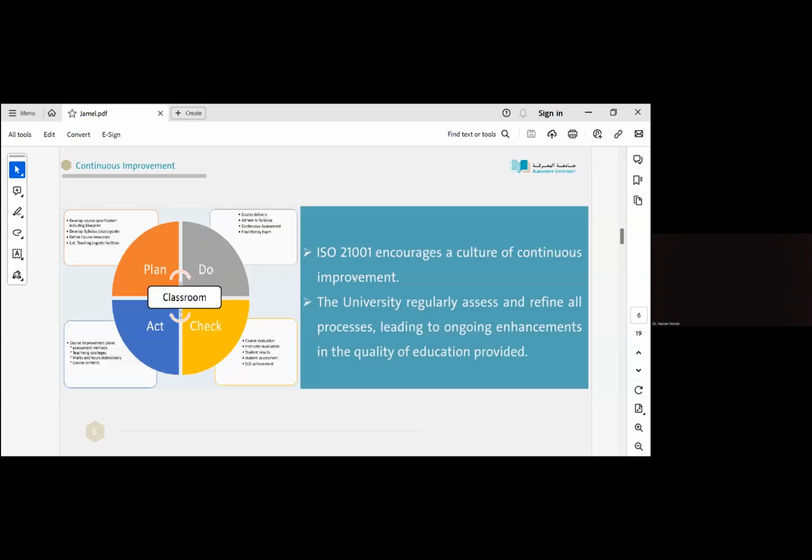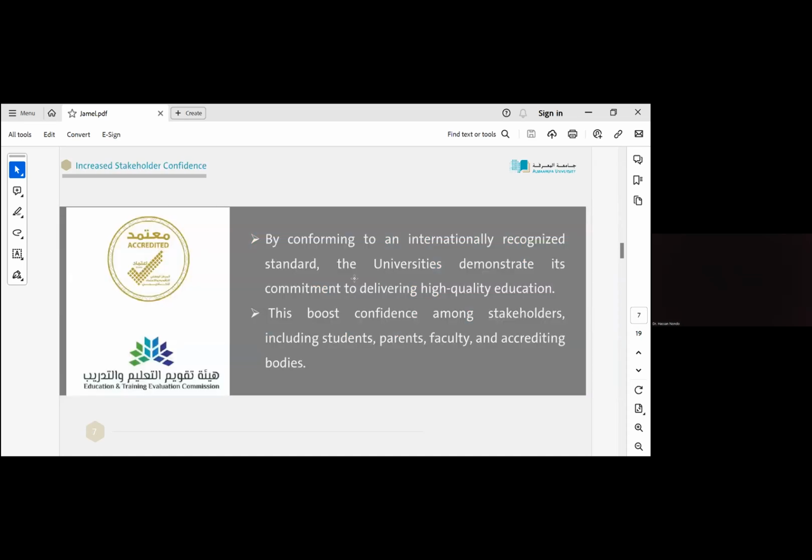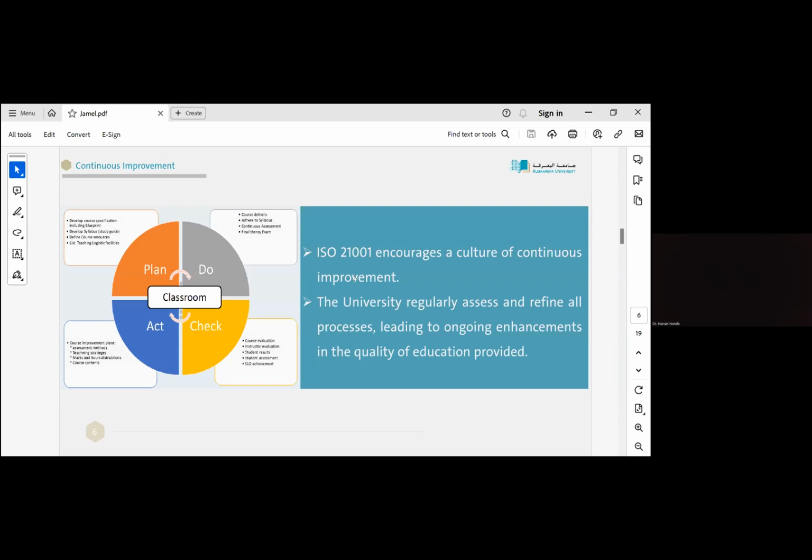In this case, we do what we call continuous improvement. Under continuous improvement, ISO 21001 encourages a culture of continuous improvement. That means it should be a norm for us under any circumstances to improve what we are doing. So the university regularly assesses and refines all processes, leading to ongoing enhancement in the quality of education provided. And we use this plan: we plan, we do, we check, and we act. This is our principle. Whatever process we do in ISO 21001, this is the basis. Wherever we find any defect, we do continuous improvement based on this plan.